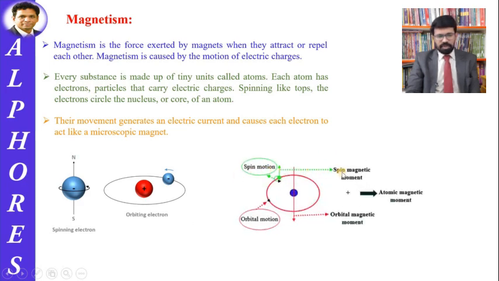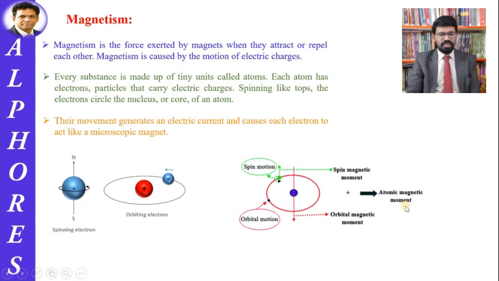Spinning motion contributes to some magnetic moment. I'll tell you what magnetic moment is also. Magnetic moment is a characteristic of the presence of a magnetic field for a given body. If you are able to calculate the magnetic moment for a given body, it means it is a magnet. A part of the magnetic moment of an atom is contributed by the spin motion of the electrons, and a part by the orbital motion of the electrons. When you add these two, it gives rise to the atomic magnetic moment.